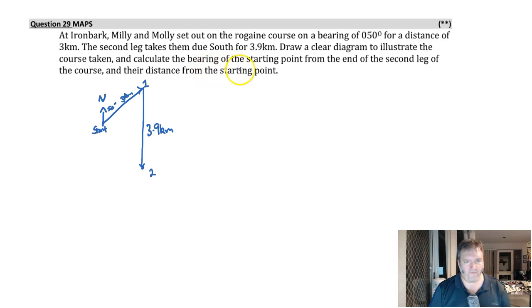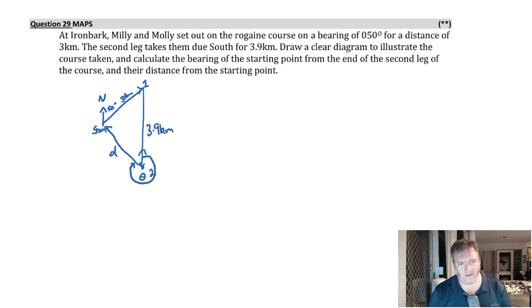Calculate the bearing of the starting point from the end of the second leg of the course. So I need to find the bearing from here back to there. Remember, my bearing will be from north, which is obviously still up that straight line, around in a clockwise direction to that angle there. And the distance. So I also need to find that distance there. So I'm going to call that distance D and the angle theta. That seems pretty reasonable for me.